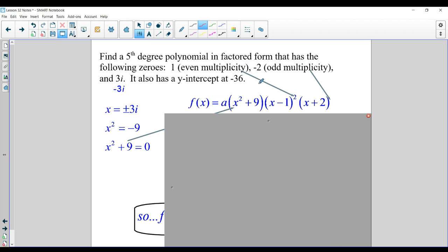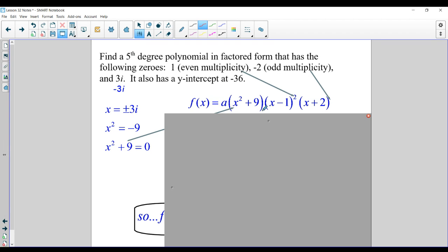Then my x minus 1 with an even multiplicity, so I chose to put 2. You could possibly put 4, 6, or 8, but I do need it to fit into a fifth degree, so if I put something bigger than 2, it wouldn't work. And then x plus 2 would be to the first power. So I have x squared here, x to the first here, so that'd be my total of 5. So that meets my fifth degree.